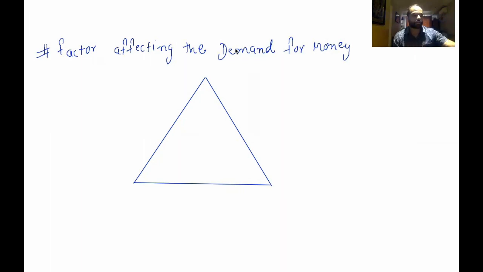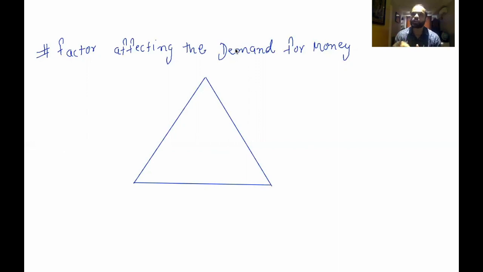All right. So the first factor is the transaction purpose, transaction motive. The second one is the precautionary motive. And the third one is the speculative motive. So people have three different purposes: transaction, precautionary, and speculative. In simple language, transaction purpose means we need money to buy things for necessity, items like food and things, right? So this is called the transaction purpose.